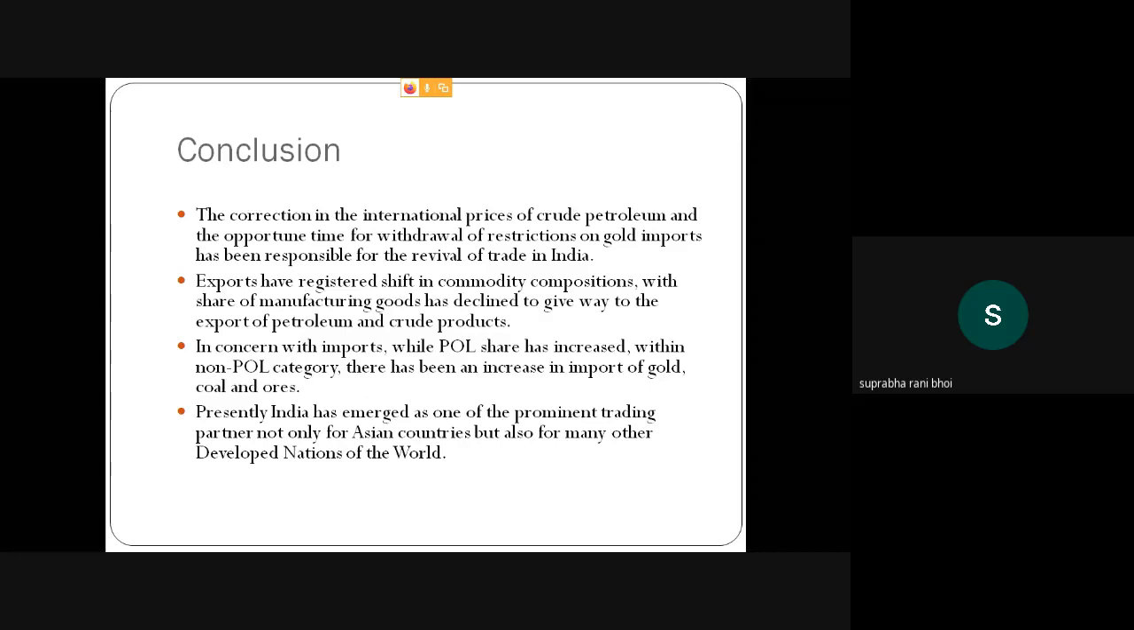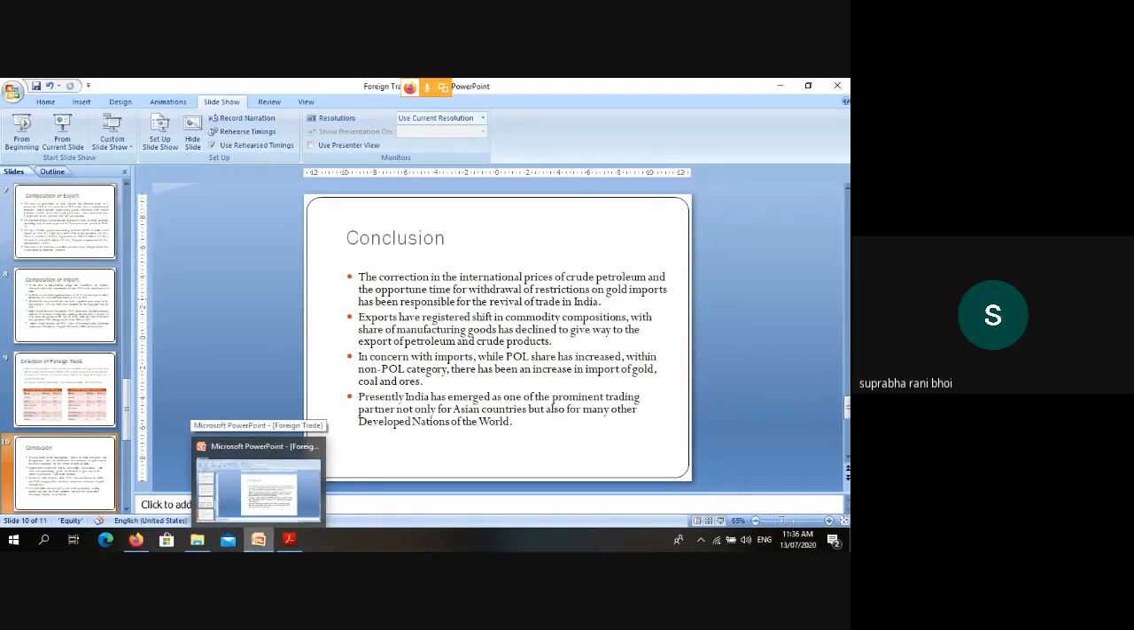Presently, India has emerged as one of the prominent trading partners, not only for Asian countries but also for many developed nations of the world. The ease of doing business in India, the rise in competitive strength, and improvement or labor reforms in India have improved production and produced good quality goods, or varieties of goods, as exportables to other countries. So many developed and developing countries are interested in establishing trade relations with India. So this is foreign trade that I have explained. This much is there, I think, in your syllabus.